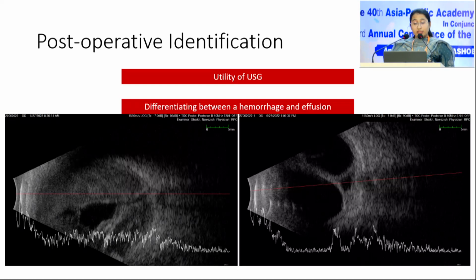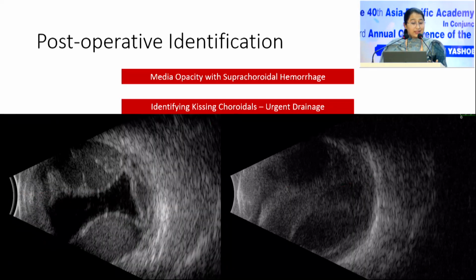The utility of USG does not just end with identifying a suprachoroidal; it can help you classify whether it is a hemorrhage or an effusion, so the management would change besides the clinical scenario. A suprachoroidal hemorrhage would usually have a high IOP, whereas a choroidal effusion would have a hypotonous eye. Again, the utility of USG lies in this, that we can not only differentiate this, but also identify kissing choroidals.